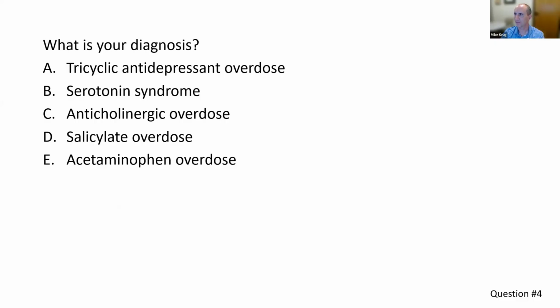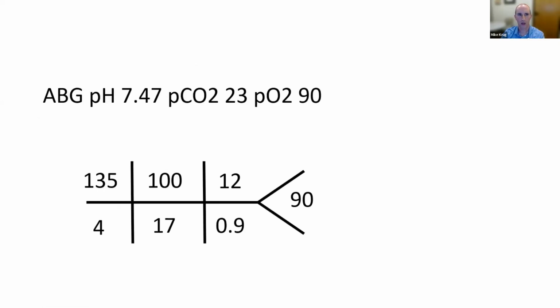Okay. All right. Best answer here is D, salicylate overdose. Many of you got this one right. Let's review why. So this person has this arterial blood gas, 7.47, alkalemia, PCO2 23. So they're overbreathing. This is a respiratory alkalosis. However, they also have a concurrent metabolic acidosis as indicated by their bicarb being 17. Normal is 24, there's 17, that's an acidosis.